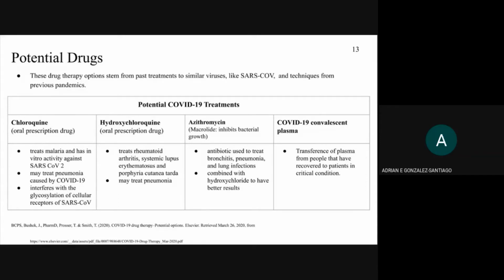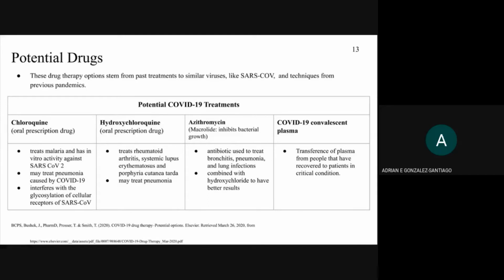It's used to treat the pneumonia that is caused by the disease, and how it works is that it inhibits the receptors used by the virus to fuse with the cells of the body. We also have hydroxychloroquine, which is used to treat rheumatoid arthritis as well, and has a mechanism very similar to chloroquine, where it affects the receptors for the fusion of the virus into the membrane.